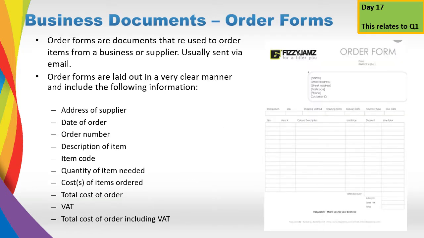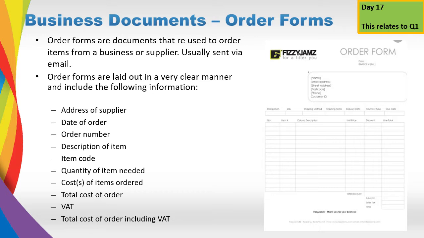Business order forms. I've got an order form on the right hand side here for fizzy jams for a fitter you. Order forms are documents that are used to order items from a business or a supplier, so they're usually sent via email because it's nice and fast.